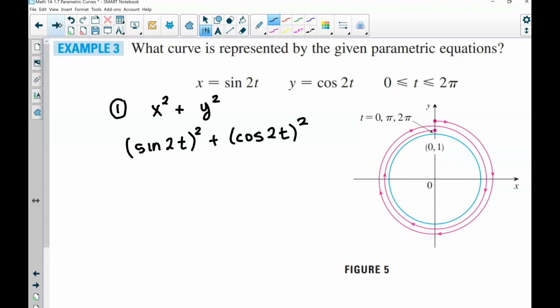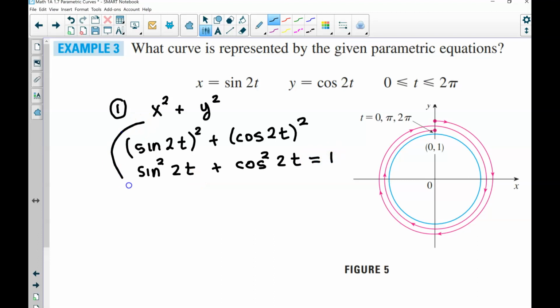Okay, so now when we square the first one, we know it's going to be sine squared 2t. And make sure that you're only squaring the sine, not the value of 2t, plus the cosine squared 2t. Now again, this represents the same identity from the previous example from your trig identities. And this again is going to equal 1.